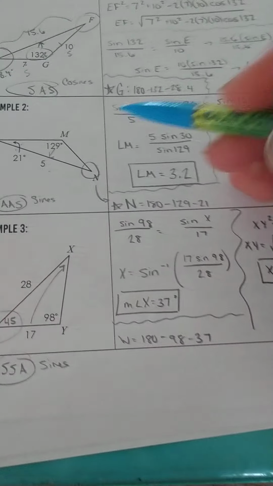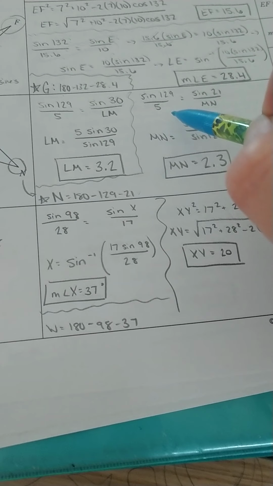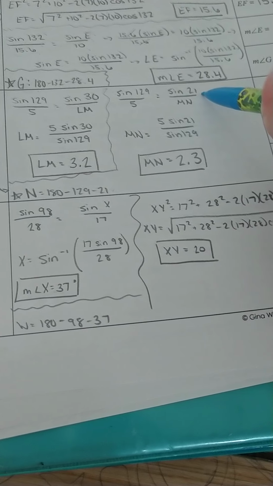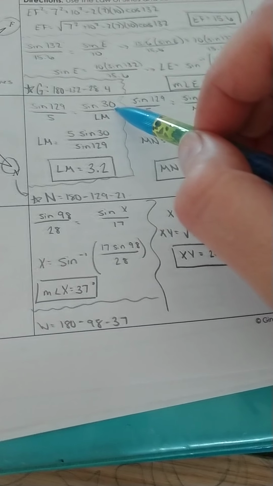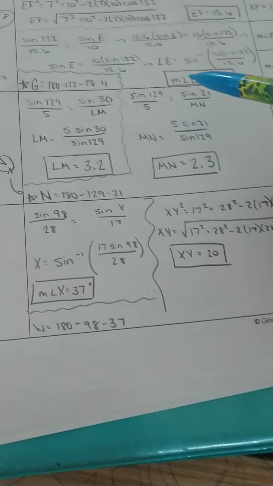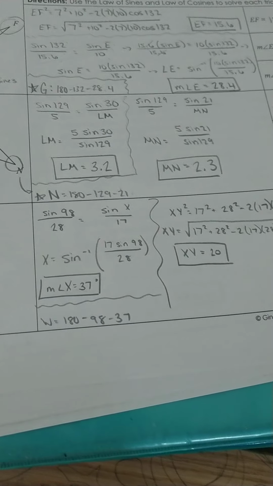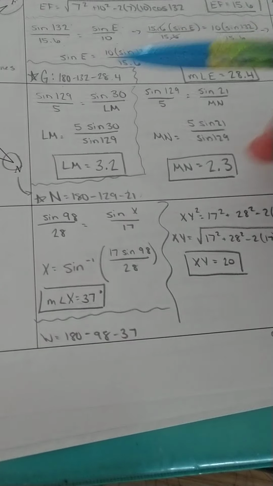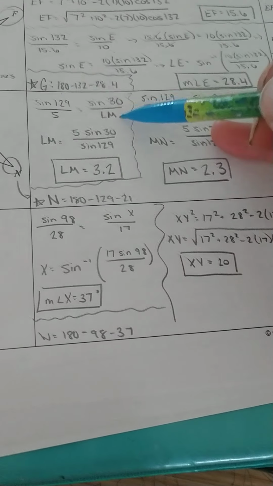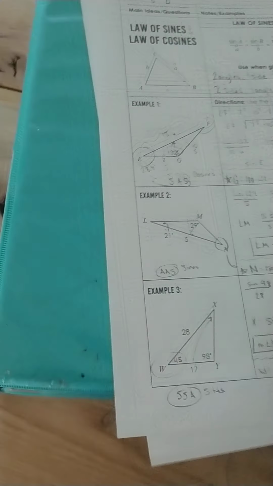So moving back to where I was saying, it does not matter which of these laws you do first. You could set up your sine of 21 first, or you could set up your sine of 30 first. Either way, you're going to come away with the same answers. Anyway, cross multiply. So LM times the sine of, and if you notice, I did not write out my work on this.